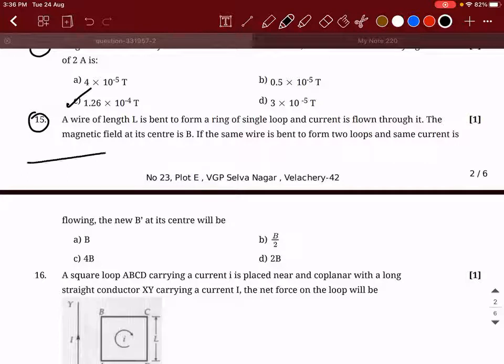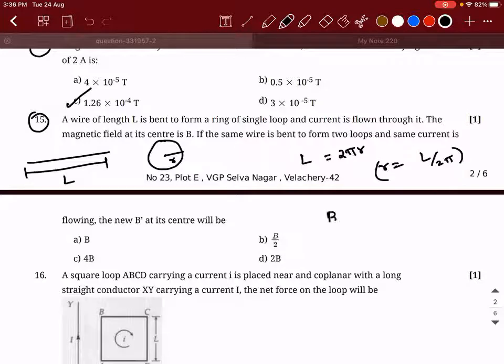So there is a wire of length L which is bent in the form of a circle. Whenever a wire is bent in the form of a circle, what is the relation between the geometrical parameters? The length of the wire should be equal to the circumference of the circle, that is 2 pi r, correct? So r will be equal to L divided by 2 pi. Now, in the initial case, B will be equal to how much, guys?